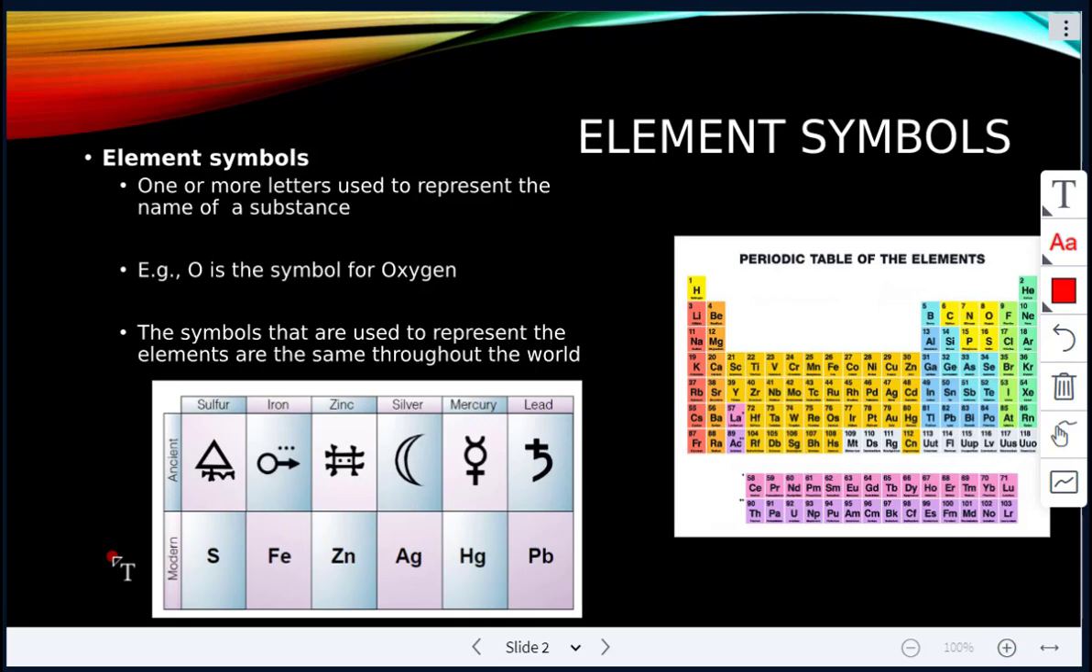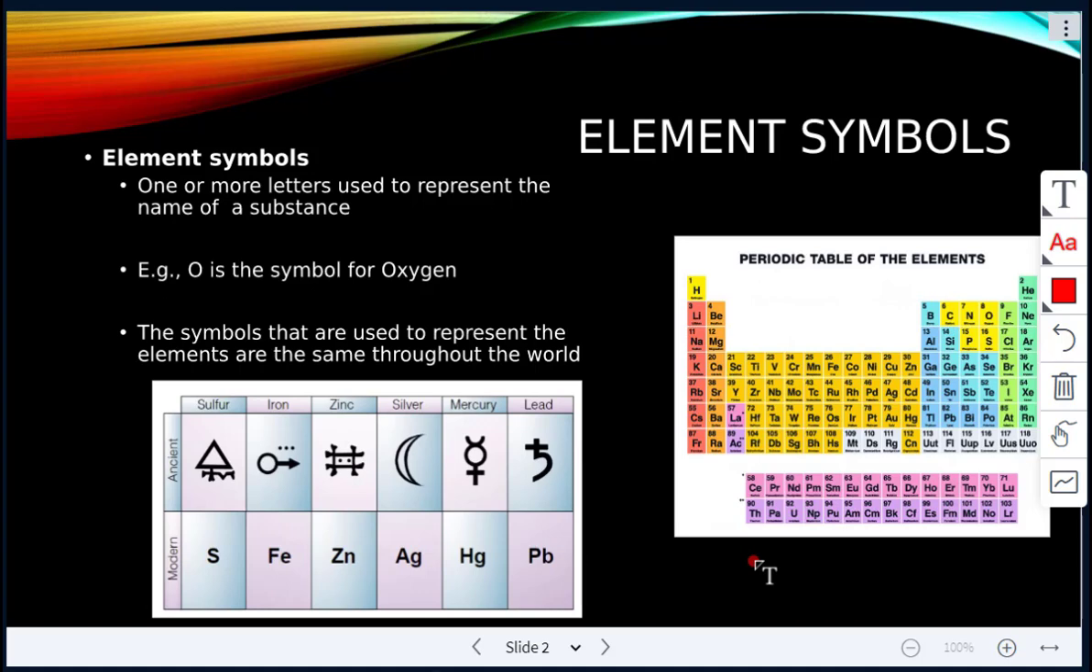When we look at our element symbols in our periodic table, on the right here we have our image of a periodic table, you'll notice that the element symbols are one or more letters used to represent the name of a substance. So for example, capital O is the symbol for oxygen, and we'll find it right here. That is oxygen. N represents nitrogen, C represents carbon, B represents boron, and so on.